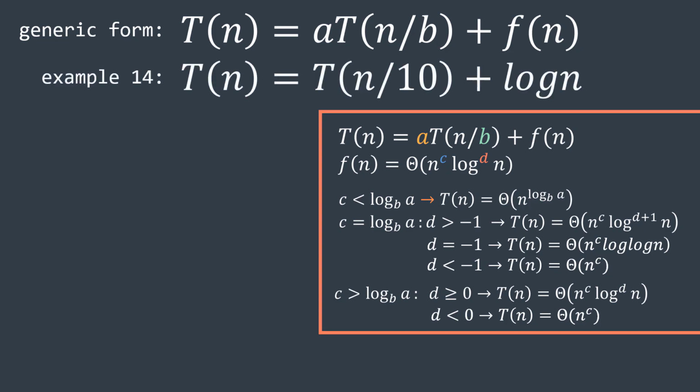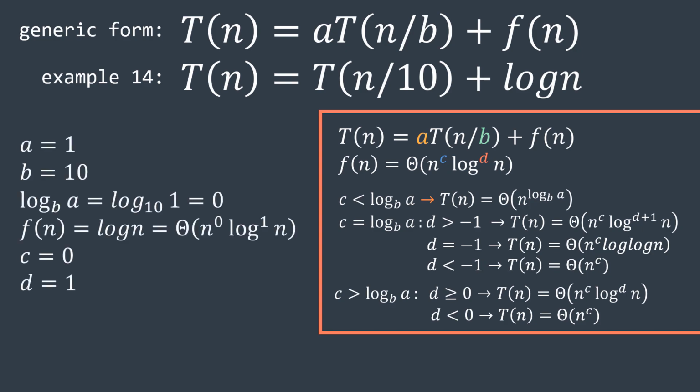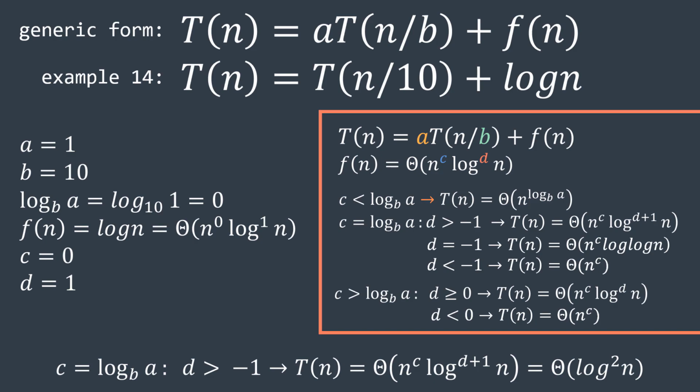Next example, T(n/10) + log n. Here a is 1, b is 10, log_b(a) is log_10(1), which is 0, c is 0, and d is 1. 0 is equal to 0, so we are in the second case, and d is greater than -1, so the time complexity is Theta((log n)^2).